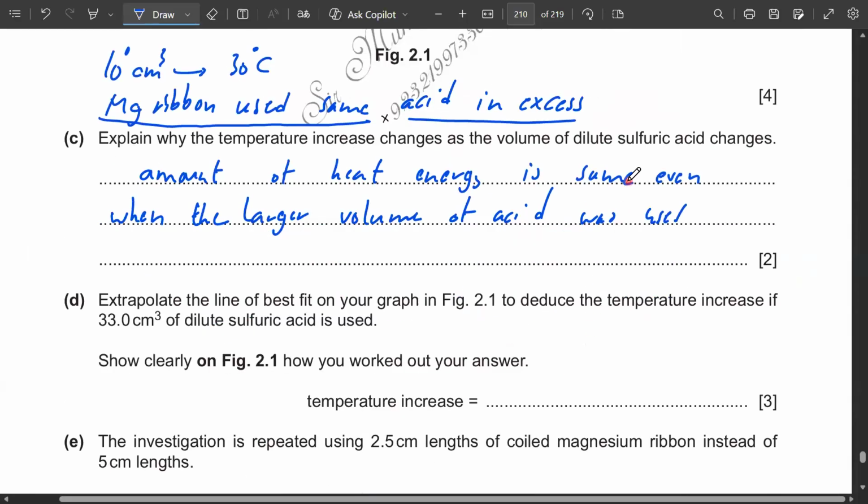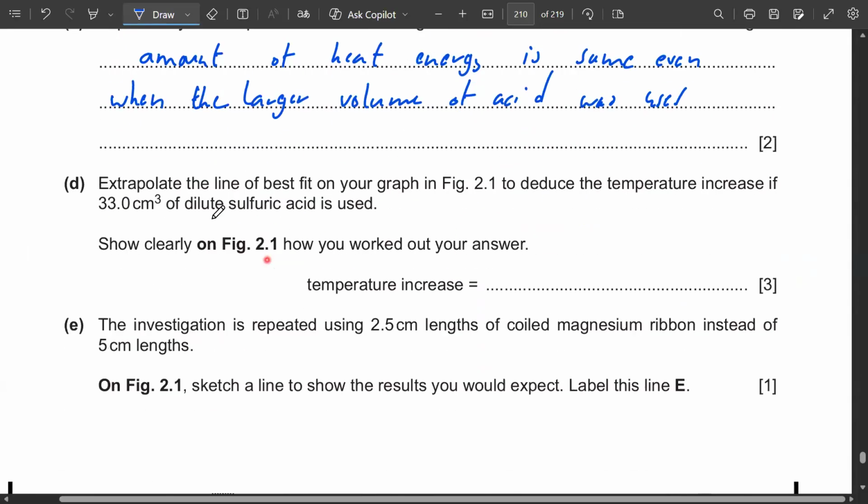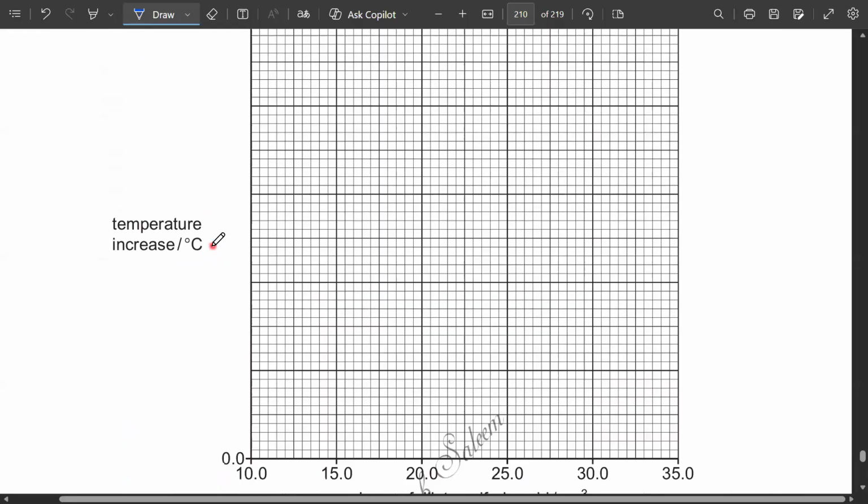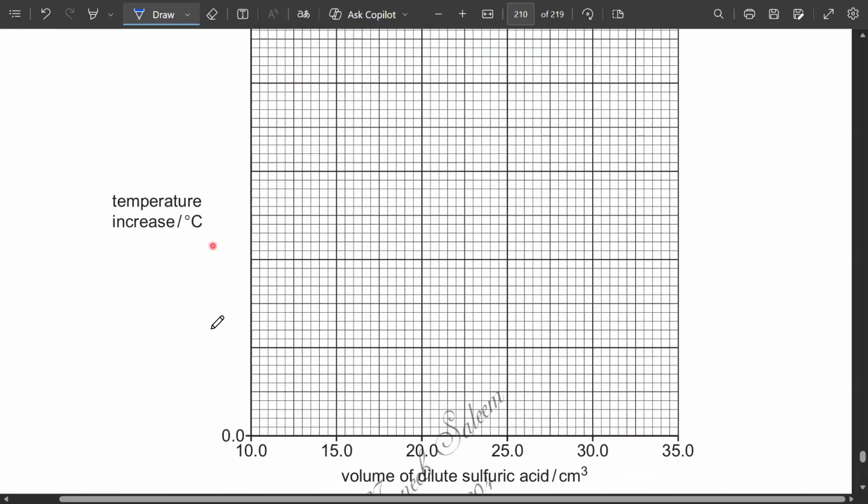I hope it's clear to everyone. Then part D says extrapolate the line of best fit on your graph in figure 2.1 to deduce the temperature increase if 33 cm³ of dilute sulfuric acid is used. Unfortunately, the values were gone, but I will try to reconstruct them quickly.